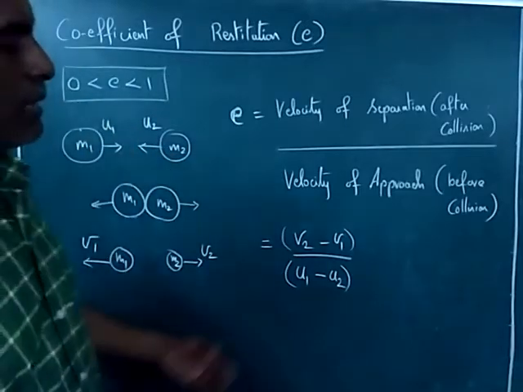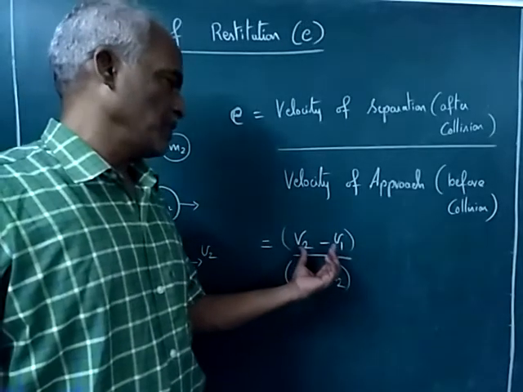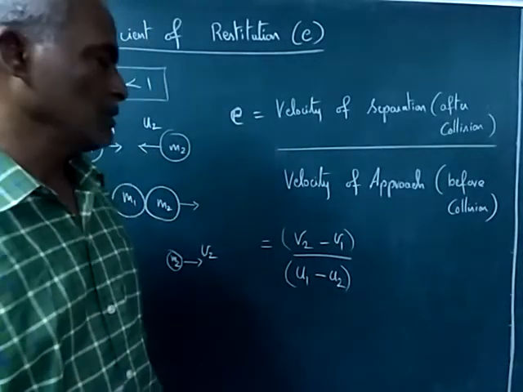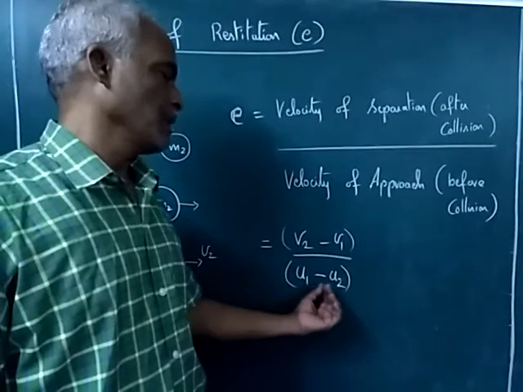See, always the difference v2 minus v1, we call it the relative velocity. Here again, u1 minus u2.